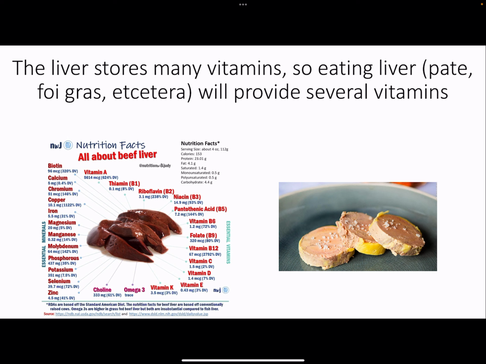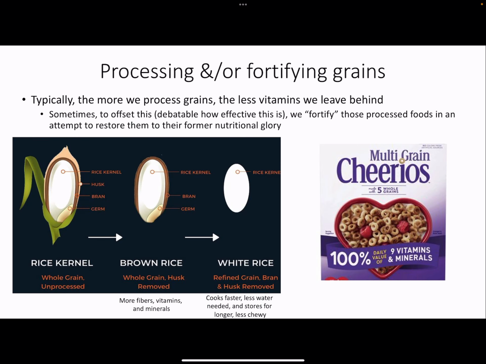The liver stores a bunch of the vitamins. So if you really want to get a bunch of vitamins, just eat some foie gras, eat some liver. Although foie gras is horrifying in how they make it, pate is pretty tasty. So liver's got a lot of vitamins. We also have non-processed versus processed grains, and there are of course degrees of processing, but something like brown rice is going to be less processed, with more fiber, vitamins, and minerals.